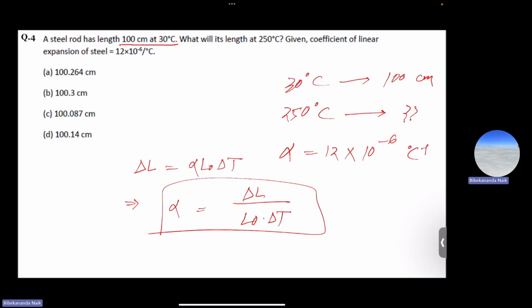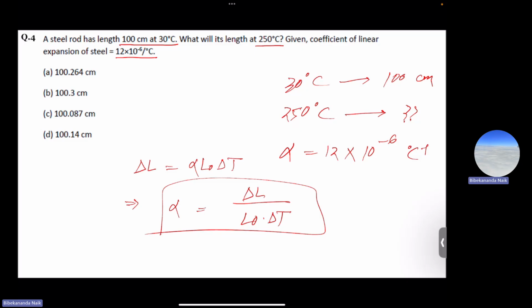So here you see delta L and L0 both have the same unit, so the unit of alpha is the inverse of delta T, that is inverse of temperature. If we are talking about temperature in degree centigrade, then it will be degree centigrade inverse. If we are talking about Kelvin, it will be Kelvin inverse. That's why in the question it is given as 250 degrees Celsius, and the coefficient is also given in per centigrade. So we don't need to convert into Kelvin or any other units of temperature.